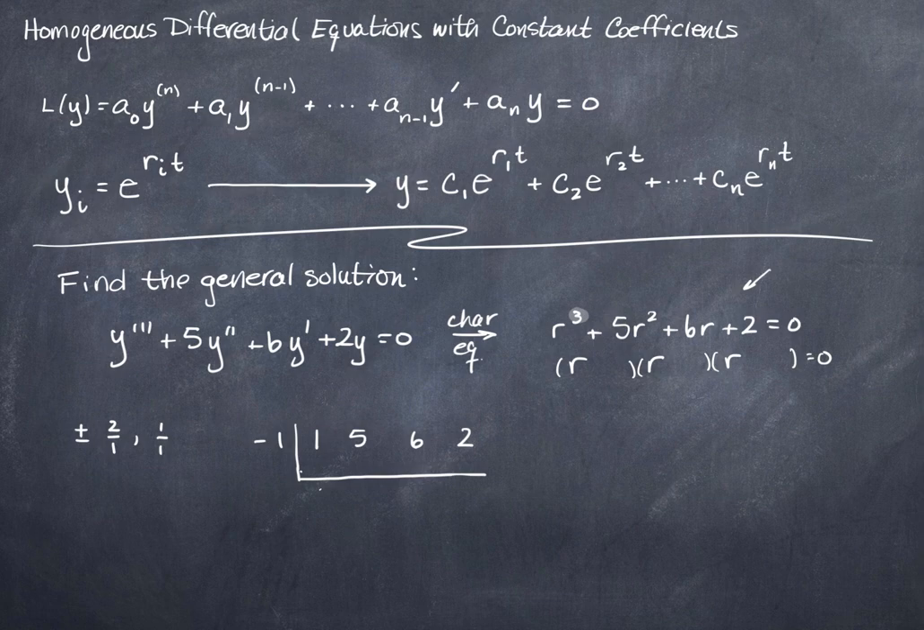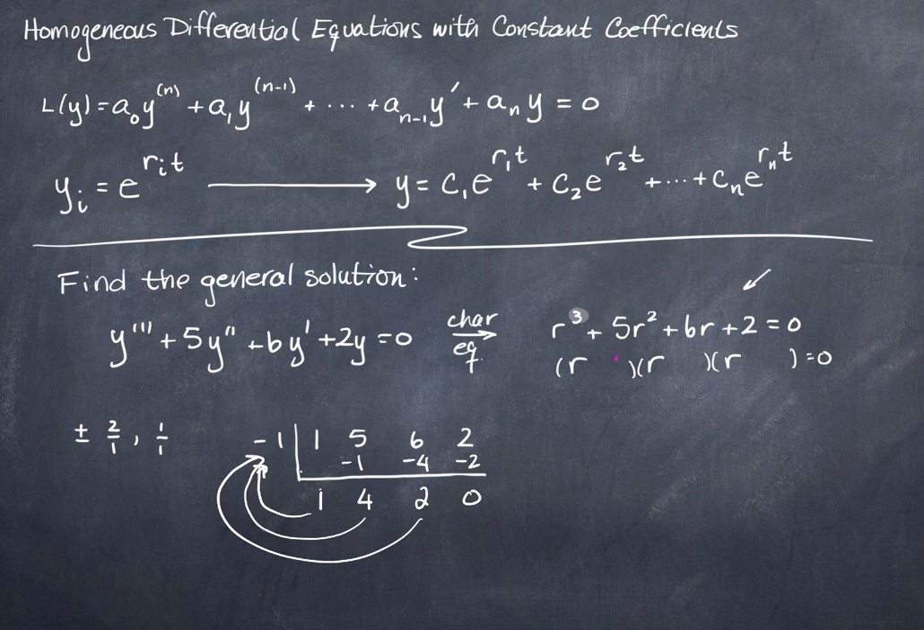Okay, now if I bring down the 1, multiply these, I get negative 1. Add these together, that gives me 4. Multiply 4 times negative 1, that gives me negative 4. Put that there. Add those together. Multiply 2 times negative 1, that gives me negative 2. That gives me 0. So that means that my first root here is in fact negative 1.